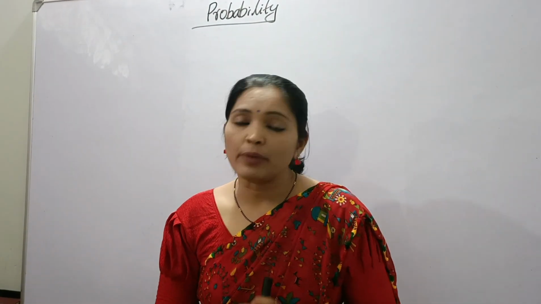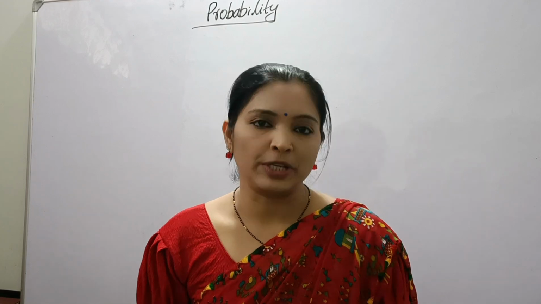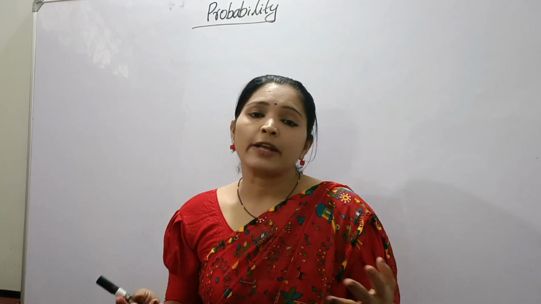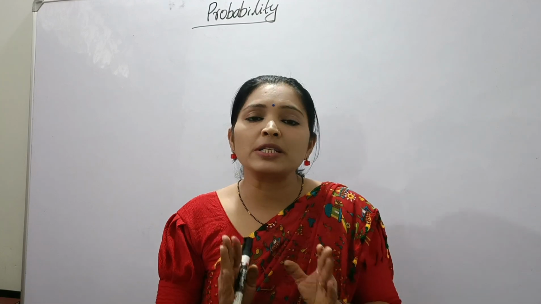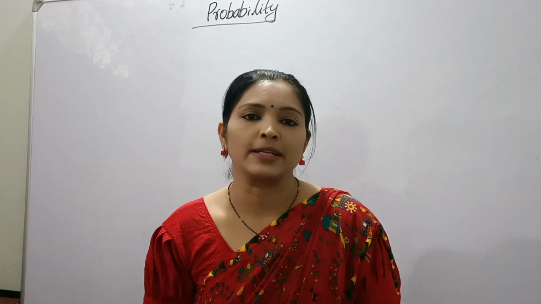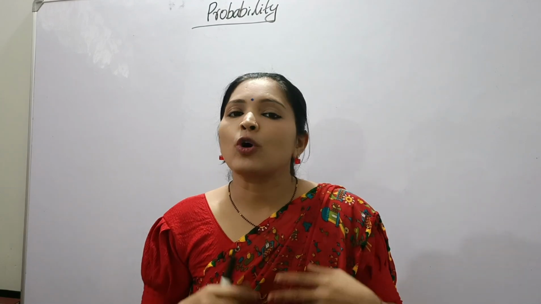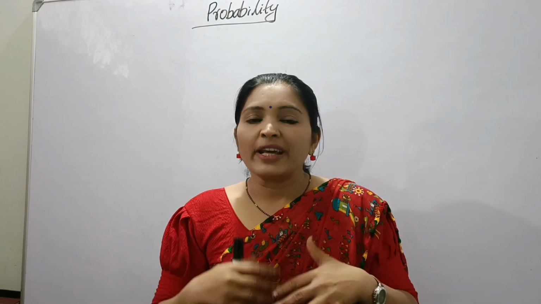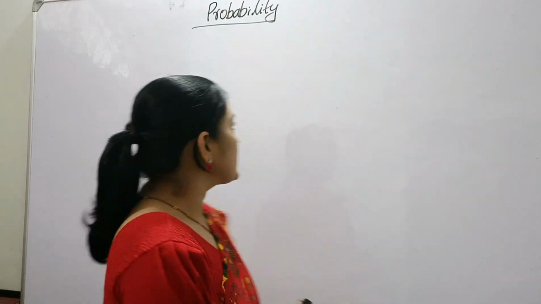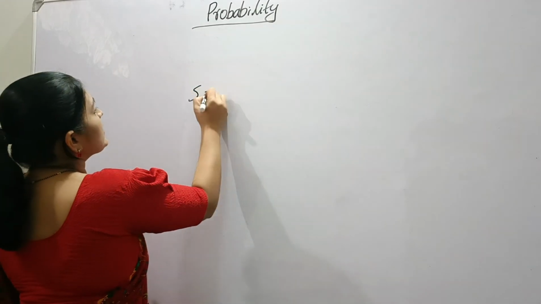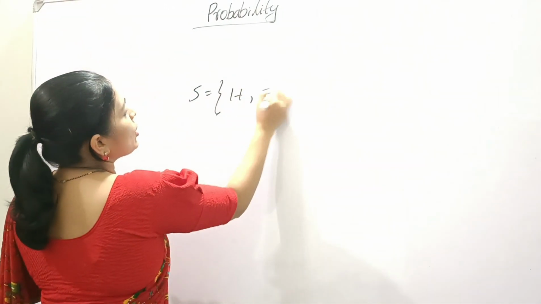Today's video is of class 12 mathematics chapter 13, probability. From 8th standard itself we have been studying this chapter, right? We have studied that probability is a measure of uncertainty. For example, when we toss a coin, we know what the possibilities are. We get either head or tail, right? So that is the sample space. Sample space is equal to {H, T}.